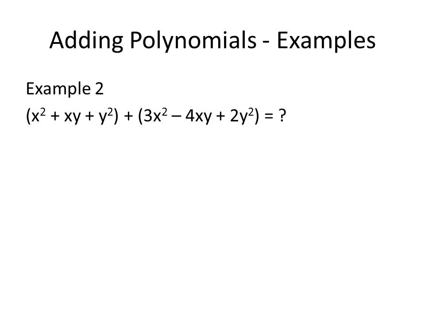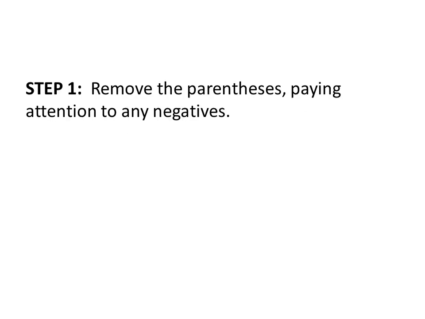Okay, here's our second example. X squared plus xy plus y squared plus 3 times x squared minus 4xy plus 2y squared. Okay, now how do we attempt to solve this? Well, first of all, for your more advanced problems, it's better really to start off by removing any parentheses, but being careful to pay attention to any negatives. In other words, if you've got a negative in front of a parenthetical, remember you've got to make every single item inside that parenthetical the opposite sign.